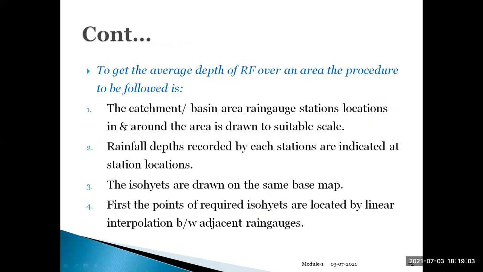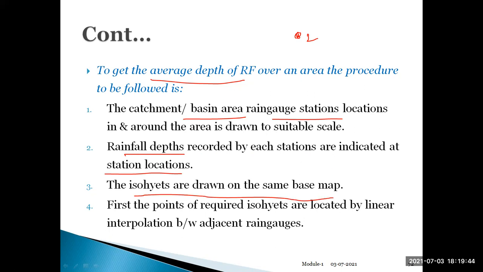So what is the procedure to calculate the average depth of rainfall using this isohyetal method? Initially, you are going to draw a basin area, and after that we are going to locate the rain gauge stations as we have done in the case of the Thiessen polygon method. The rainfall depths recorded by each station are indicated along with the location. Then you're going to draw isohyets on the same base map.